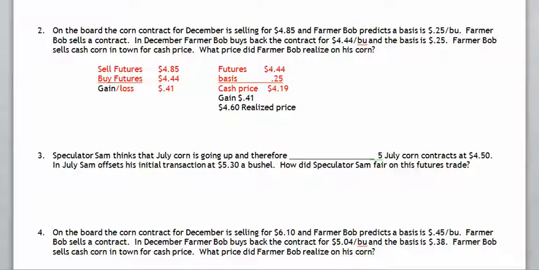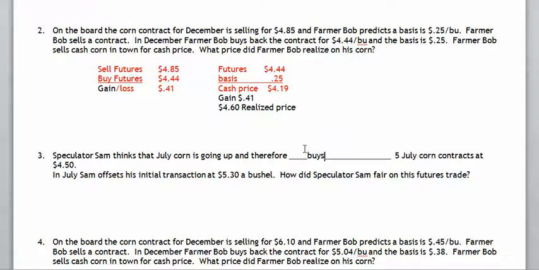Okay, so in this example, number 3, speculator Sam thinks that July corn is going up and therefore buys 5 July corn contracts at 450. So let's write that down. We buy at 450. In July, Sam offsets his initial transaction for 530. How did speculator Sam fare on his futures trade? Okay, well, if his initial move was to buy contracts, to offset that, he must sell those contracts.